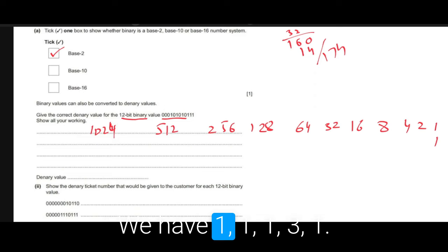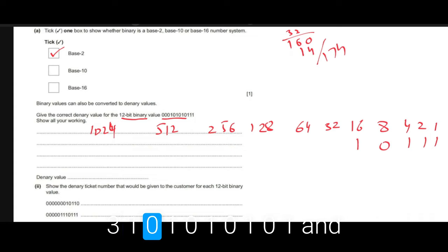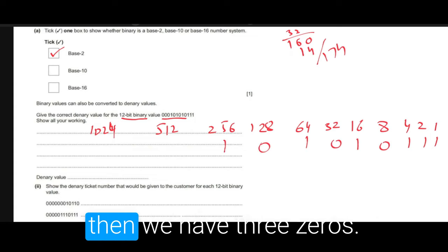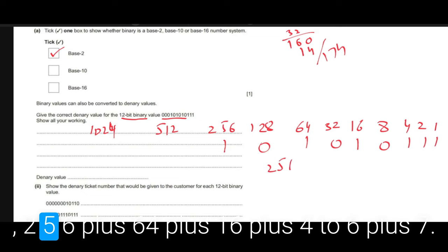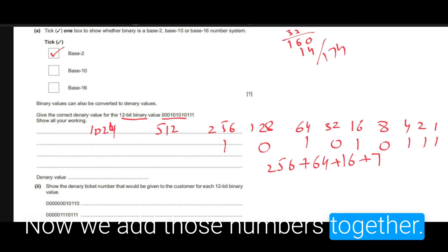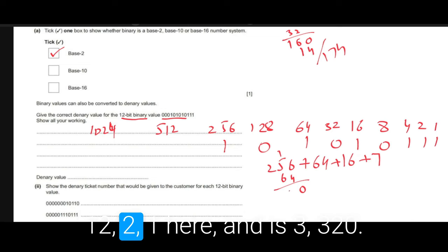Let's add the numbers. We have the bits 1, 0, 1, 0, 1, 0, 1, and then we have 3 zeros. We don't need to use those 3 zeros, so we add 256 plus 16 plus 4 plus 2 plus 1. Now we add those numbers together. Let's see what we get. 256 plus 64 is 320.